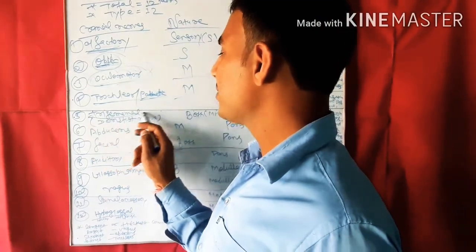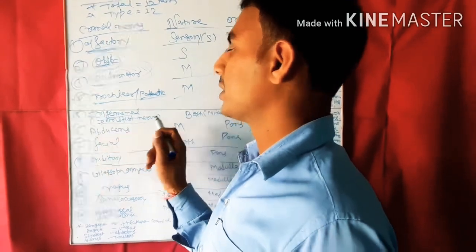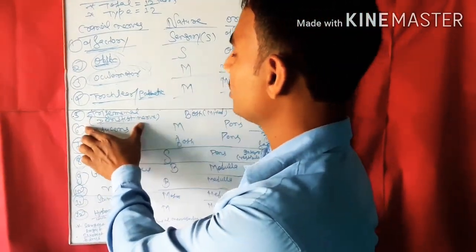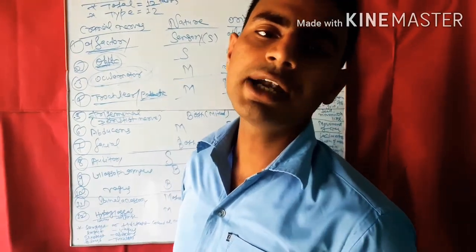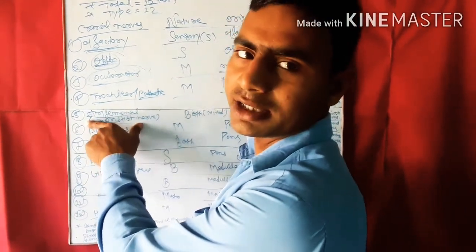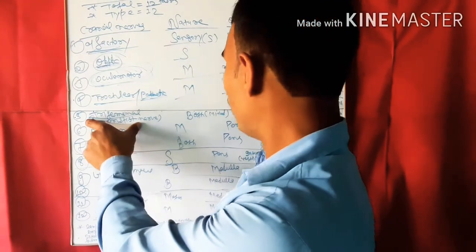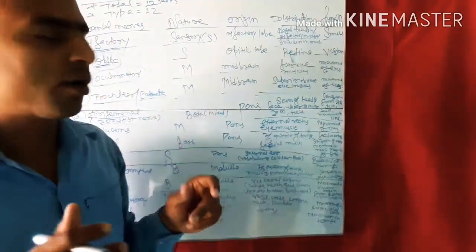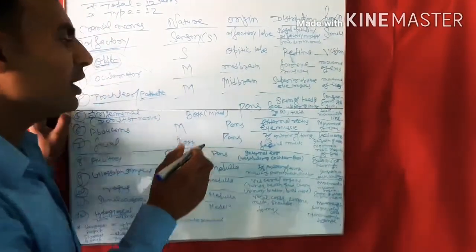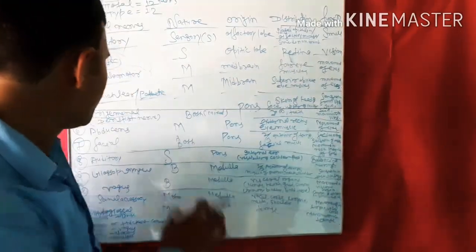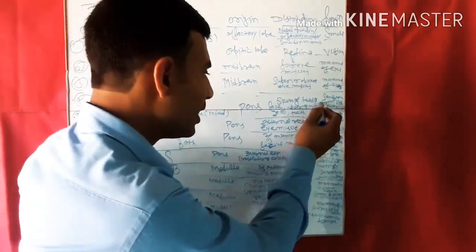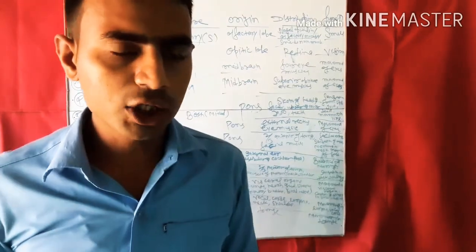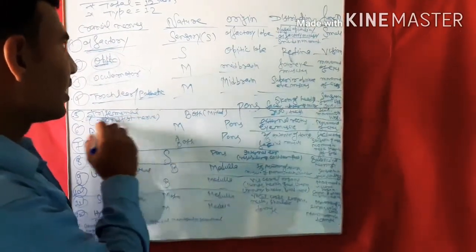Fifth is the trigeminal, which is also called the dentist nerve. The nature of the trigeminal cranial nerve is both sensory and motor, mixed. Its origin is the pons of our brain. Its distribution is in the skin of the head and face, upper and lower jaw, and also in the teeth.